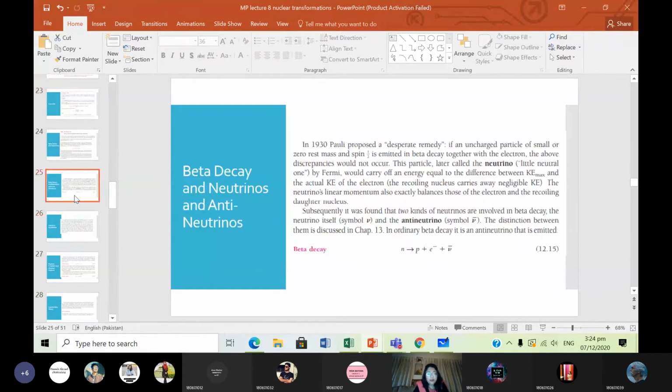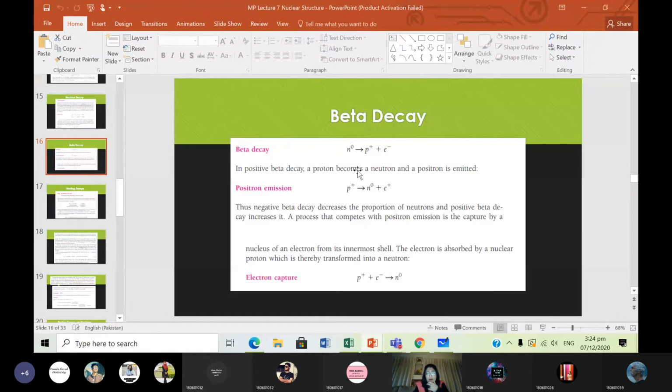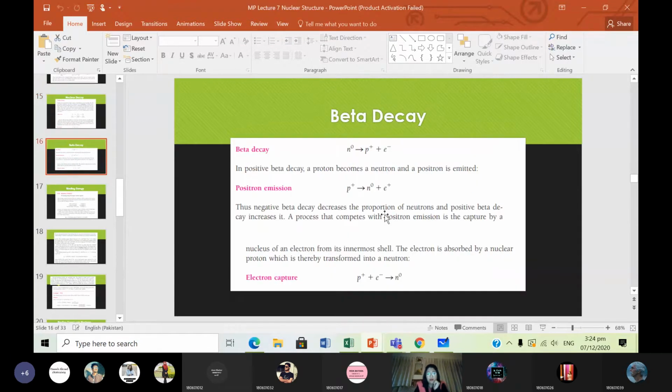Like alpha decay, beta decay is a means whereby a nucleus can alter its composition to become more stable. In the previous PowerPoint, we talked about beta decay as a neutron that breaks down into a proton and an electron. We talked about positron emission, where a proton breaks down into a neutron with the release of a positron. And we talked about electron capture, where a proton and an electron combine to form a neutron.